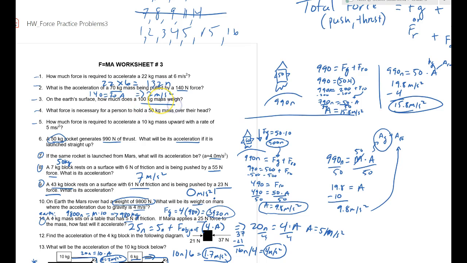We're talking about weight, so remember, if we're looking at weight, we're talking about force of gravity, which is going to be the mass times the acceleration due to gravity, which is going to be 10, so 1,000 newtons.